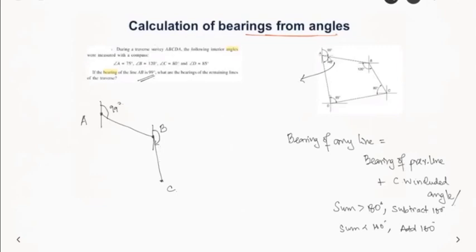Here we are traversing A, B, C, D. If this is your forebearing, we are traversing like A, B, C and D. So this is your clockwise angle. We always measure in the forward direction, that is from AB to BC. If you measure, the clockwise angle is like this. So as per this, the bearing of any line, that is the bearing of BC, is the bearing of the previous line, the bearing of AB, plus the clockwise included angle, and then you have to do this.